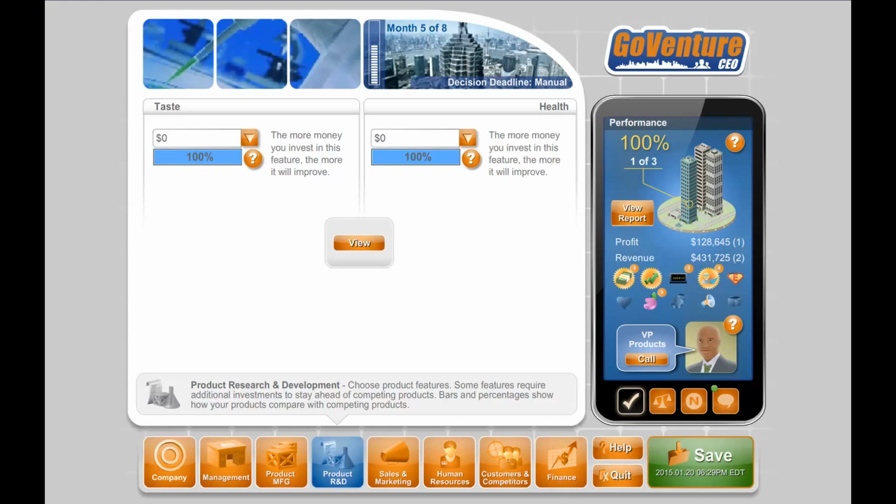In the case of sports drinks, we have 2 R&D options, taste and health. Other simulations may have up to 4 different R&D options. Some of those options may increase your unit cost. By investing in select areas of R&D, you can differentiate your product in order to attract consumers who may want to purchase a product with that particular combination of features.